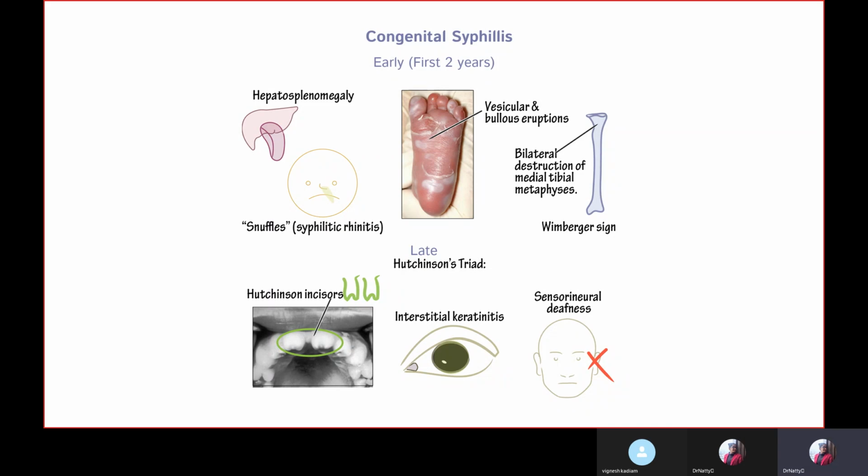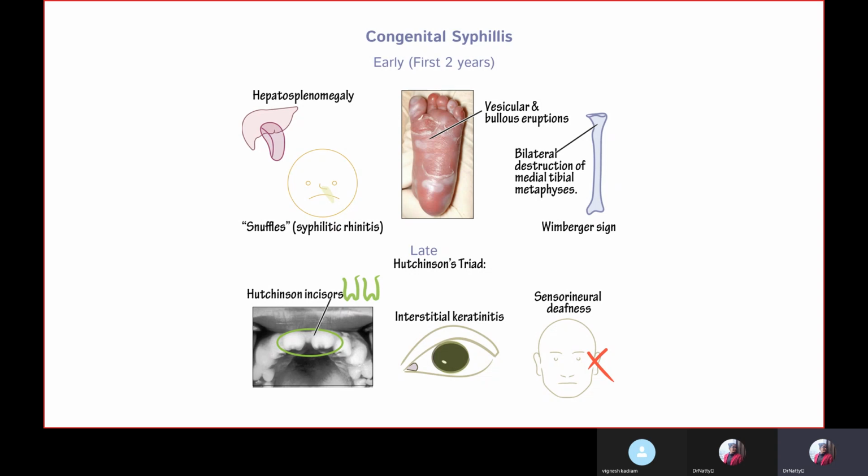Hutchinson's teeth usually manifest as Hutchinson's incisor, but that doesn't mean the molar is never affected. Molars also get affected, and the affected molar is called a mulberry molar. Apart from that, the other features in the Hutchinson triad are interstitial keratitis and eighth nerve deafness.